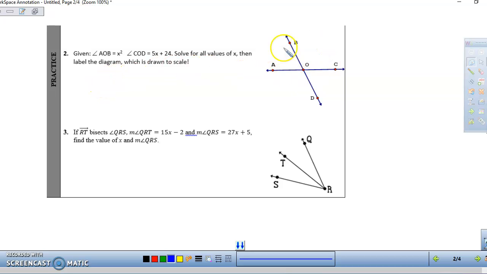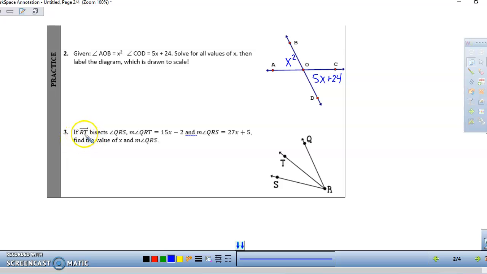So on this one, first step, we're going to label the picture. So pause and label the picture. Okay, welcome back. So you should have AOB is x squared, COD is 5x plus 24. Okay, I will give you a hint. This question is just like our first warm-up. So that's the only hint I'm going to give you.